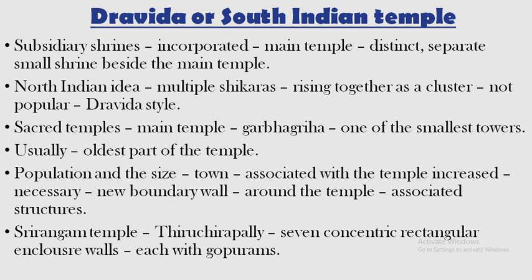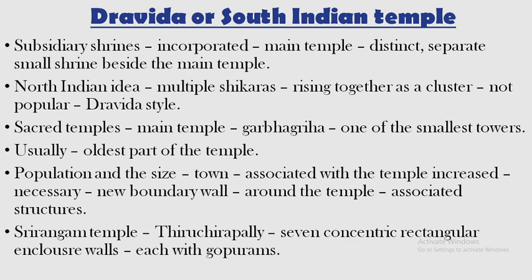The North Indian idea of multiple shikaras rising together as a cluster was not popular in the Dravidian style. At some of the most sacred temples in South India, the main temple in which the Garbhagriha is situated is in fact one of the smallest towers. But in North India, the Garbhagriha is just under the tallest tower. But here it is not like that. This is because it is usually the oldest part of the temple. That's why the sacred temples of South India have the Garbhagriha as one of the smallest towers.